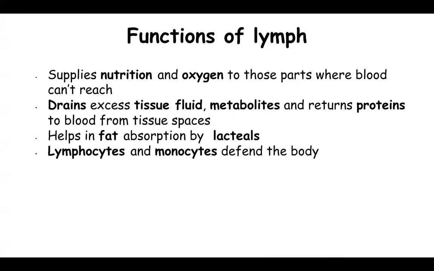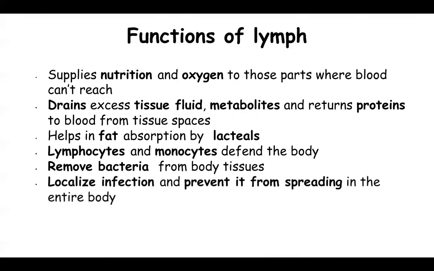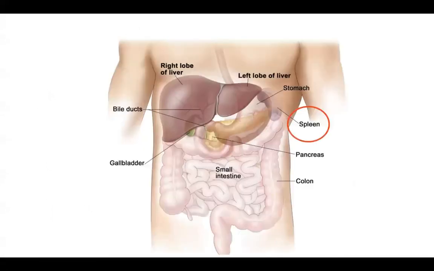The lymphocytes and monocytes, which are found in lymph, are types of WBCs. They help to defend the body against diseases. They remove bacteria from body tissue by phagocytosis. So these are all the various functions. They localize infection and prevent it from spreading in the entire body. So once the WBCs have located any source of infection, the WBCs accumulate at that point and the infection is localized, contained at a particular area.